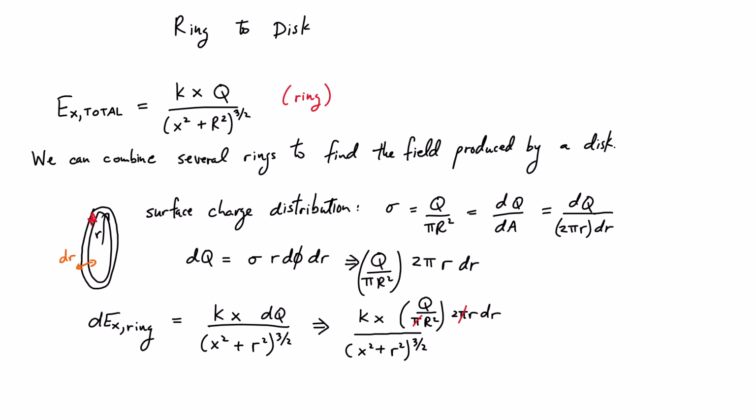I cross out some of the constant terms. And now I am ready to find the total field because now I have at least the field produced by one ring, which can be written as this expression. And now all we want to do is integrate this expression. You can see we're going to be integrating over the radius, over the range of the radii. And that goes from 0 all the way to the radius of the disk that I'm considering.